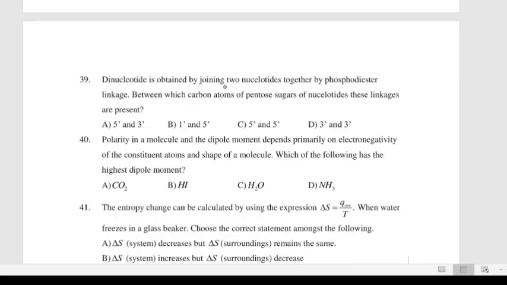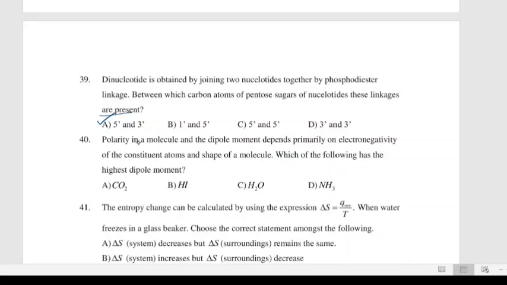Dinucleotide is obtained by joining two nucleotides together by phosphodiester linkage. Between which carbon atoms of the pentose sugars of nucleotides are these linkages present? So if we consider the dinucleotide, it is obtained by joining two nucleotides, no doubt, and they are joined together by phosphodiester, and that linkage is between the 5' and 3' carbon atoms of the pentose sugar. It's a factual question, so the answer is A.